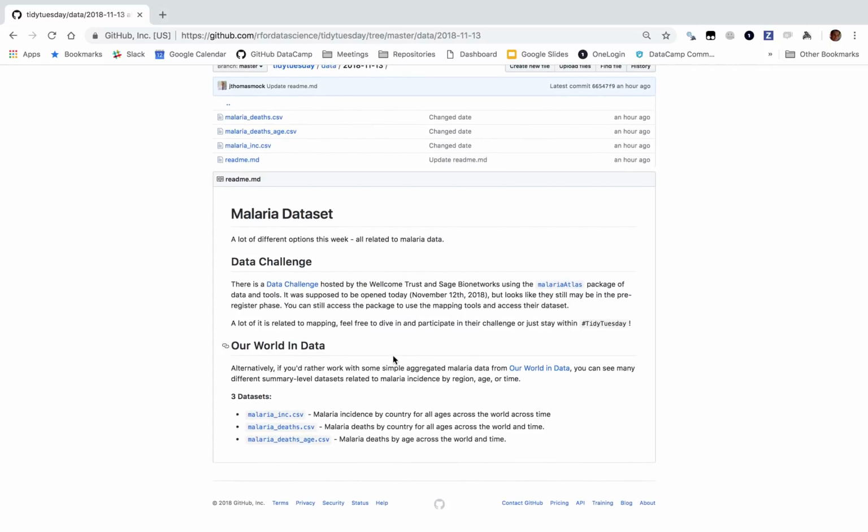All right. And the alternative is to work with malaria incidence by country for all ages, malaria deaths, and malaria deaths by age. Okay, so these are two options we have. All right. Let's start, and look, these are each here. I'm going to start by wondering what's the data challenge?